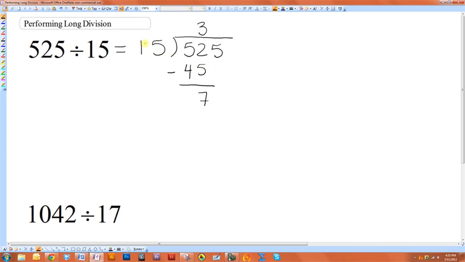So what I want to do now is bring this 5 down so that I can say, well, how many times does 15 go into 75? Well, 15 goes into 75 5 times, because 15 times 5 is 75. Now, whenever this number here at the end is 0 and there are no more digits left up here, then you're done. So you know that 15 goes into 525 35 total times. Or you can say 525 divided by 15 is equal to 35.